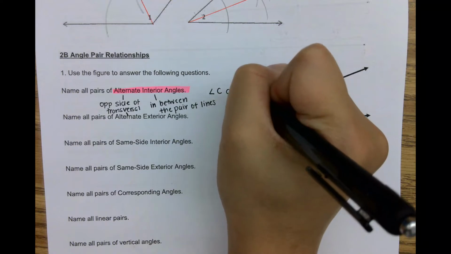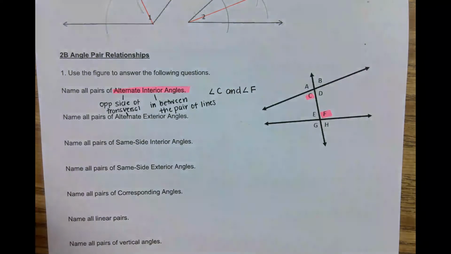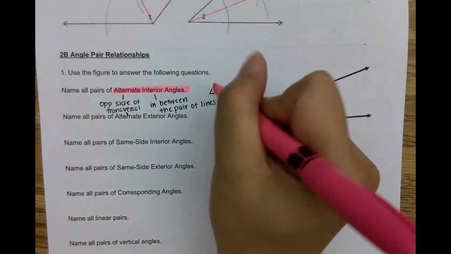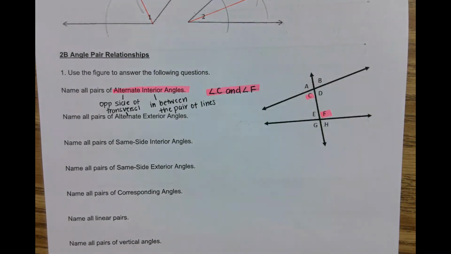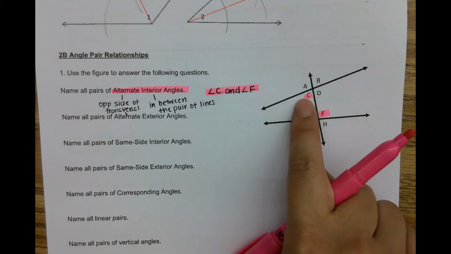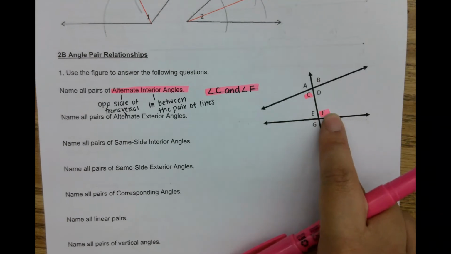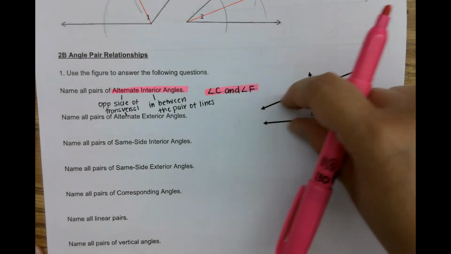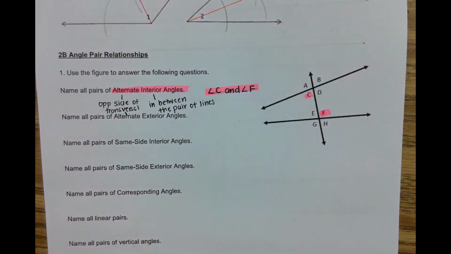Angle C and angle F are examples of alternate interior angles. The other pair is D and E. They are on opposite sides of the transversal. This one's on the left, this one's on the right. And they are in between my pair of lines. That's what makes them interior. The opposite side makes them alternate.